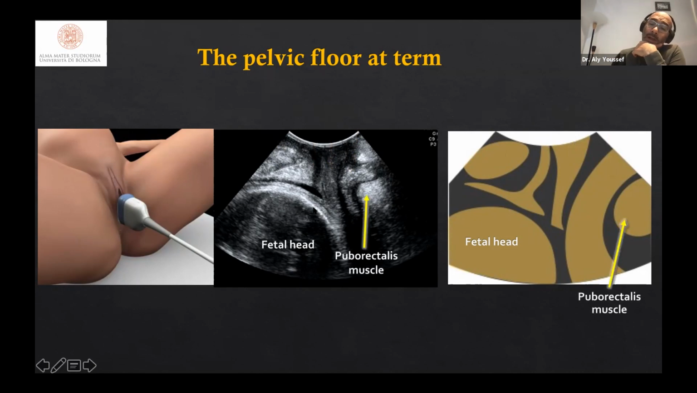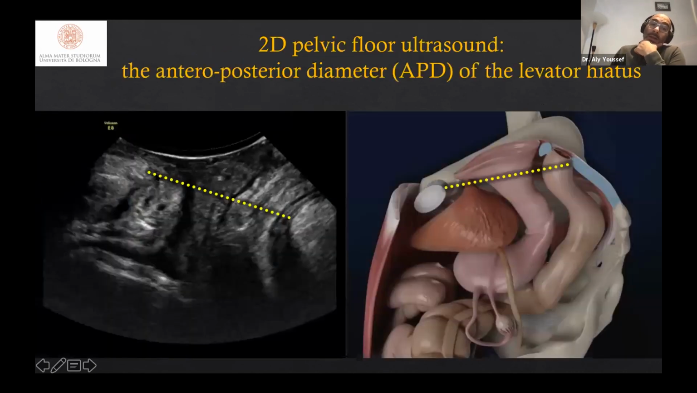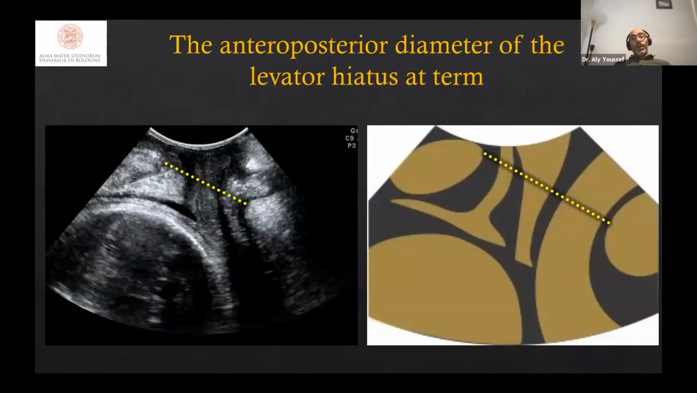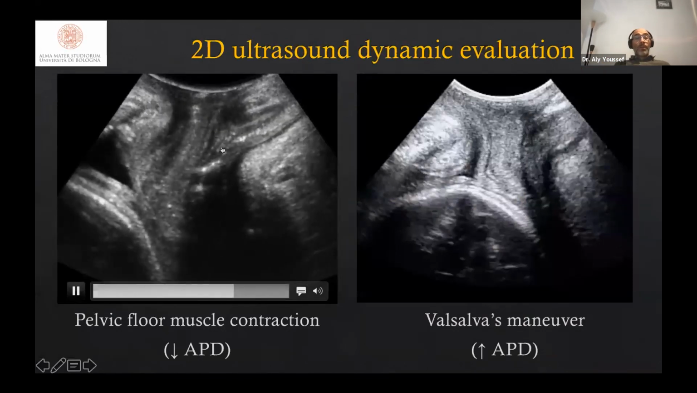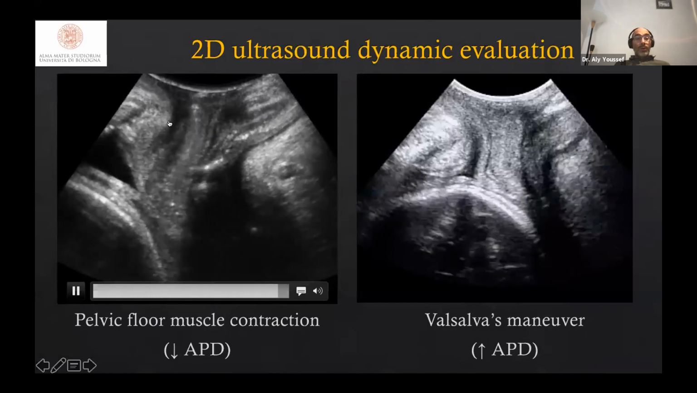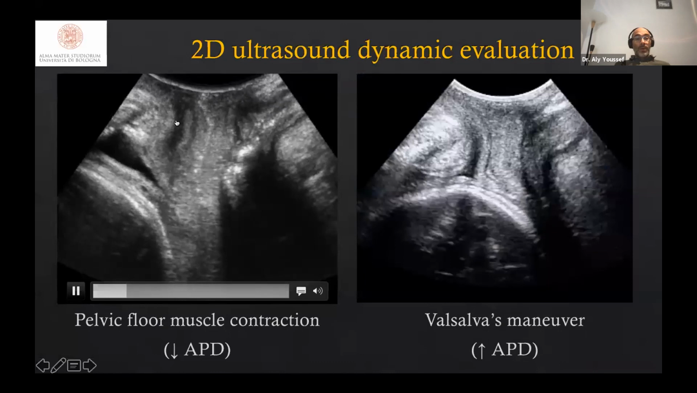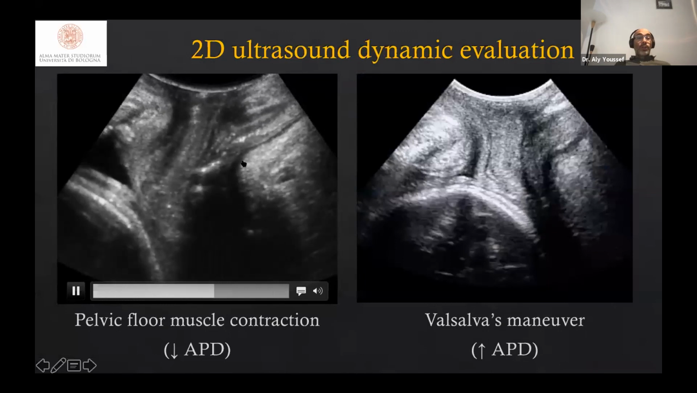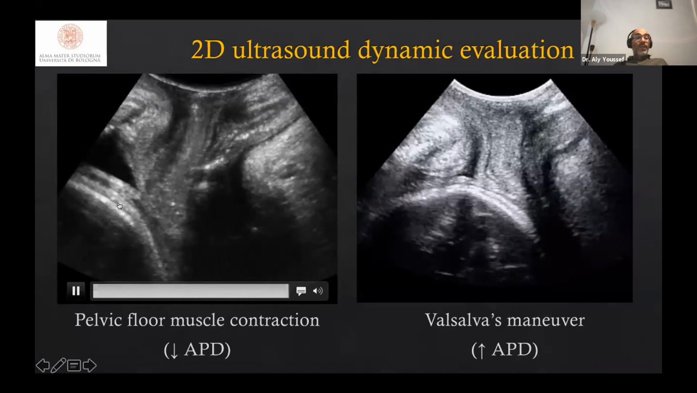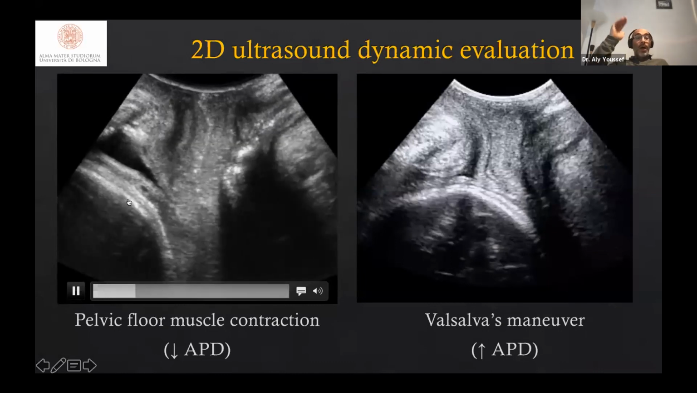And you can see here the fetal head. The dimensions and the function of the levator hiatus, we can use the anteroposterior diameter as an index of the relaxation. So in a case of a woman who is contracting her levator hiatus muscle, you see how the outlet, the gate from which the fetal head should go out, is reduced. Actually, in that case, once she contracts her pelvic floor, the fetal head goes up, so it goes higher in the pelvic floor.